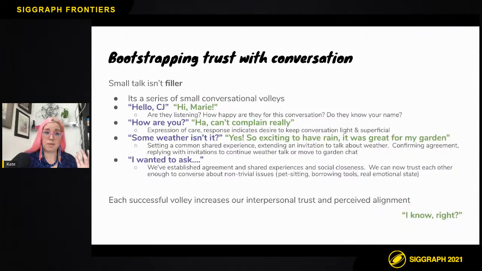Or we can also talk about bootstrapping trust with conversation. One of the things about bootstrapping trust is you don't start by asking people to trust you on big things. You start with asking them to trust you on very small things. And not just one small thing. You can almost think of it as a conversation RPG: we have to kind of grind this conversation at low level stakes for a while before we can build up to a conversational boss level.